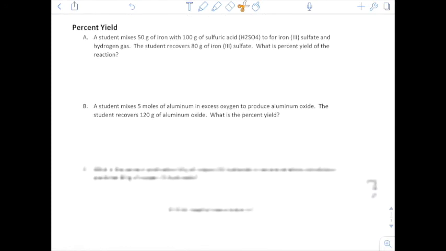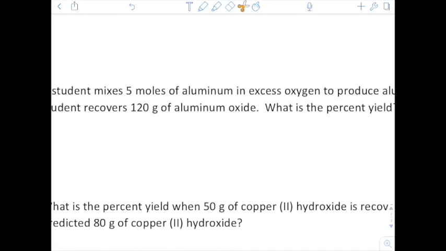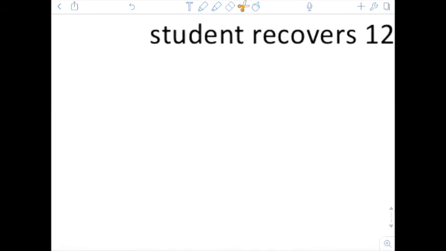Now looking at percent yield. Percent yield, we use an equation that is our actual divided by theoretical times 100, and it's going to give us the percent yield. So on our very first one that we're going to do, remember we have to start with a balanced chemical reaction. So we have iron reacting with sulfuric acid to produce iron 3 sulfate and hydrogen gas. So let's start with a nice balanced chemical reaction.